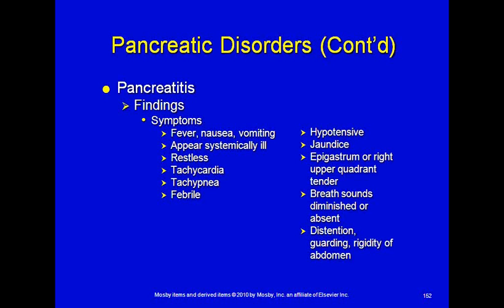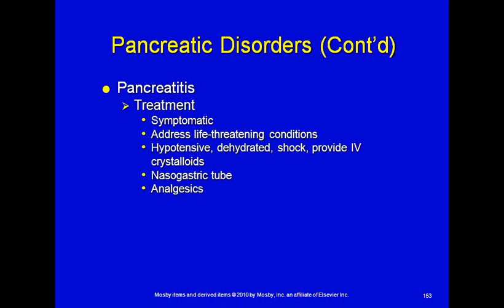Breath sounds are diminished or absent, and that just has to do with when a person takes a deep breath and the diaphragm flattens against the stomach, pushes against the pancreas, and causes an increase in pain, so they have a tendency to take more shallow breaths. Their abdomen may be distended or guarding or rigid. They may have an acute abdomen as a result of hemorrhage, which, when pancreatitis gets severe, you can get a hemorrhagic pancreatitis, which can be life-threatening.